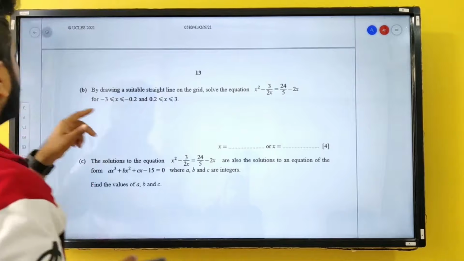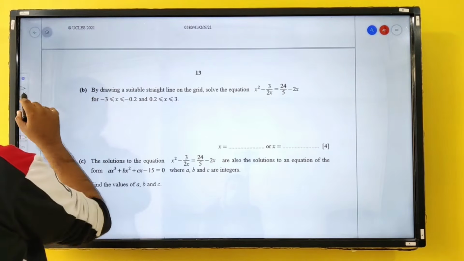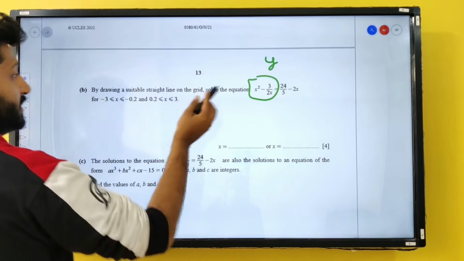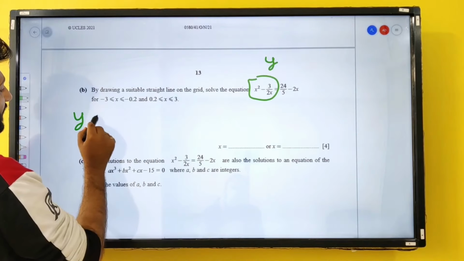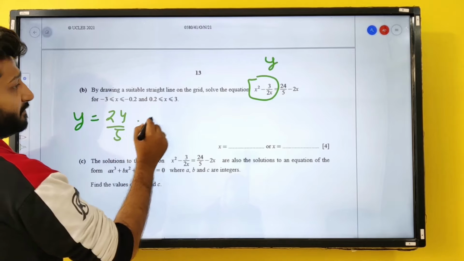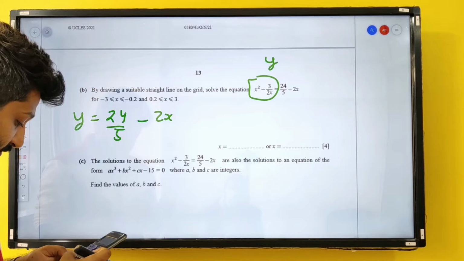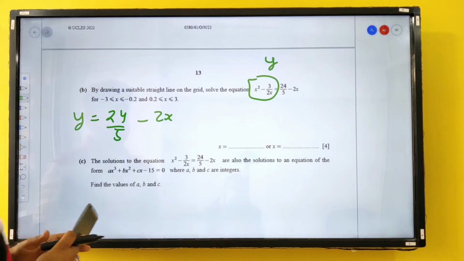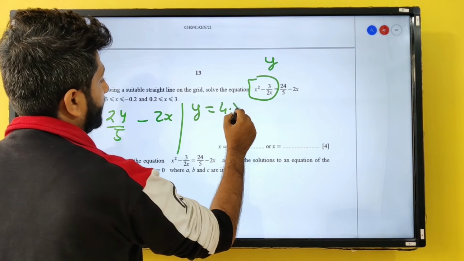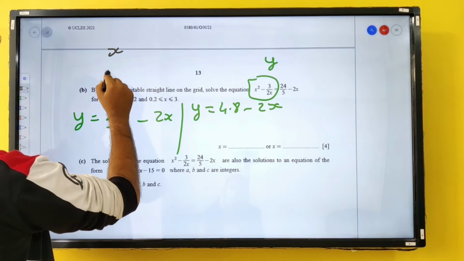Part 3. By drawing a suitable tangent on the line, solve the equation. I think this equation, this is nothing but my y. Right. So I have to draw a line where y is equal to 24 upon 5 minus 2x. 24 upon 5 is 4.8. So technically my line is y equals 4.8 minus 2x. Let me take a couple of values of x and y.